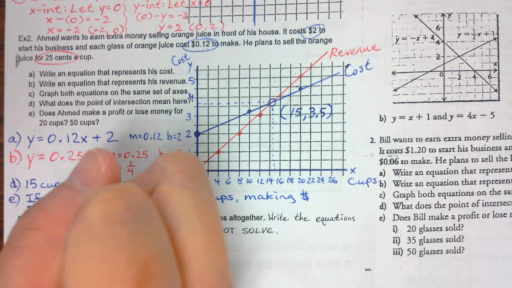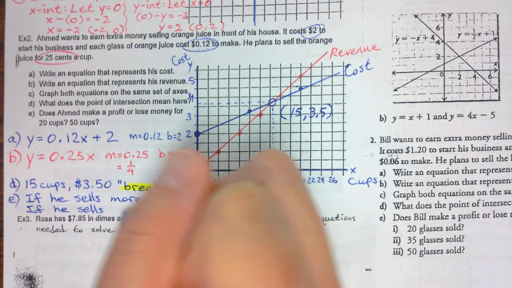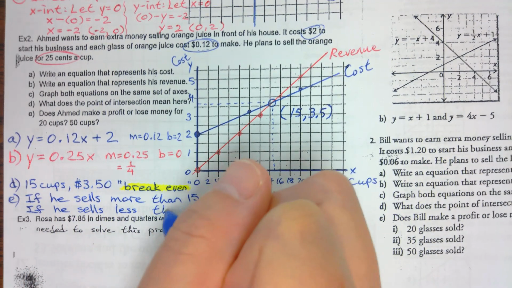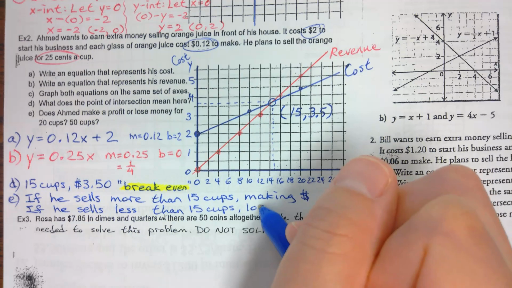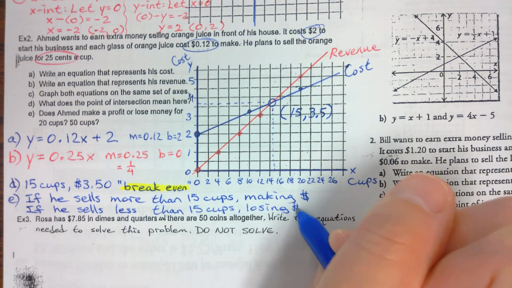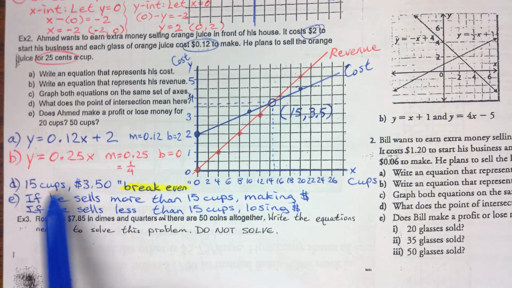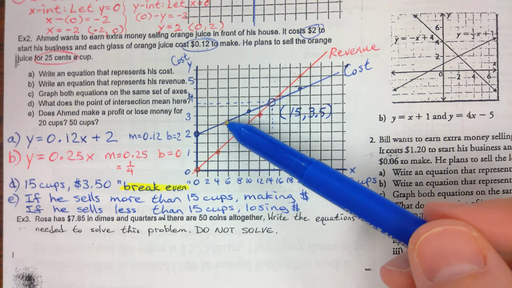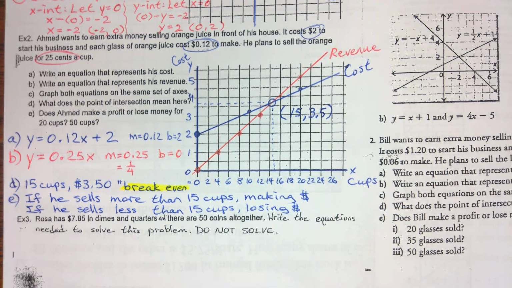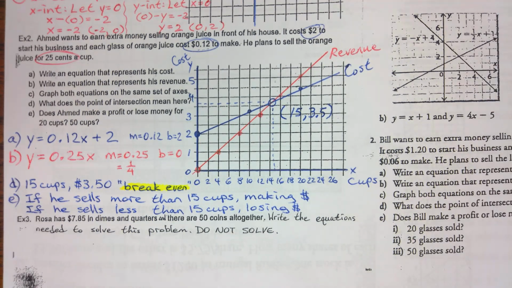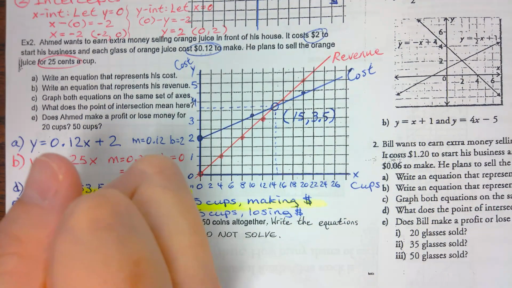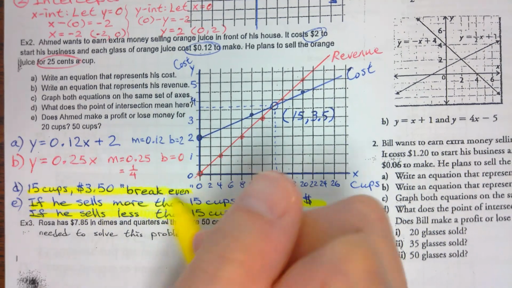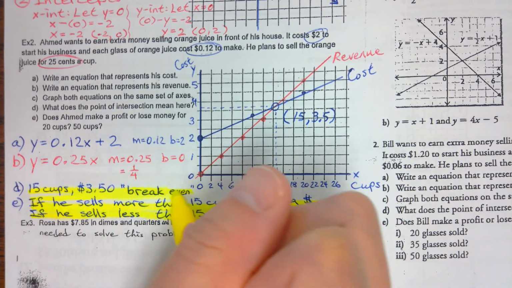If he sells less than 15 cups, then he's losing money and he should definitely quit. Okay. So anything less than that, notice his cost is higher than his revenue. So that means he's losing money. And then at 15 cups, it's break even. So on your next assignment, I'm telling you, if I ask for a 3-part answer, this is your 3-part answer. More than 15, less than 15, and at 15.